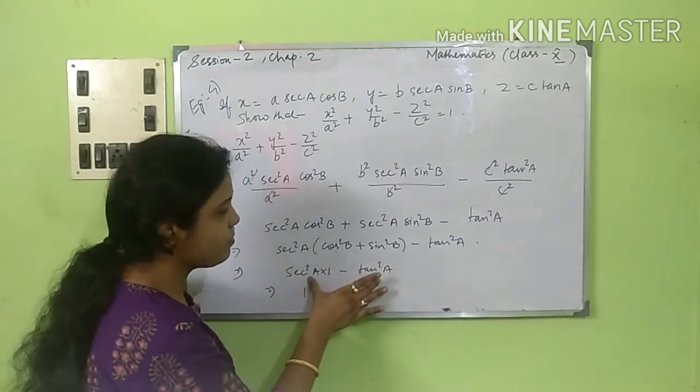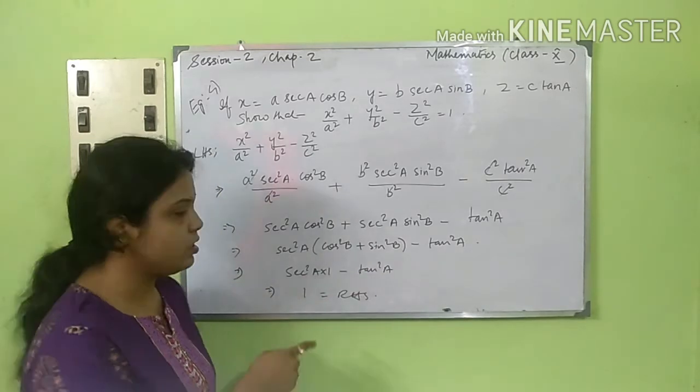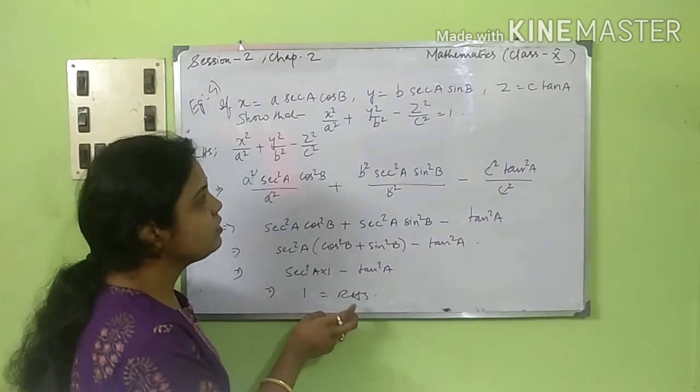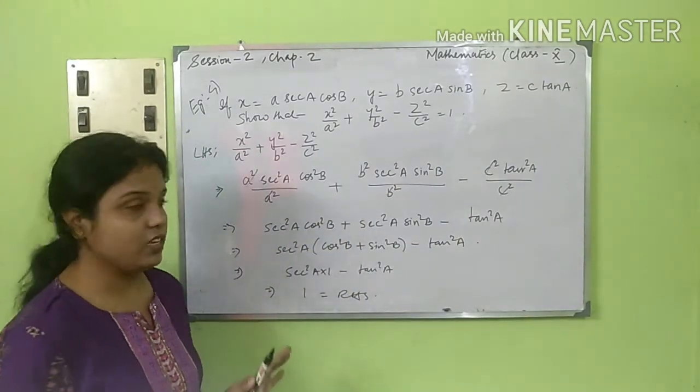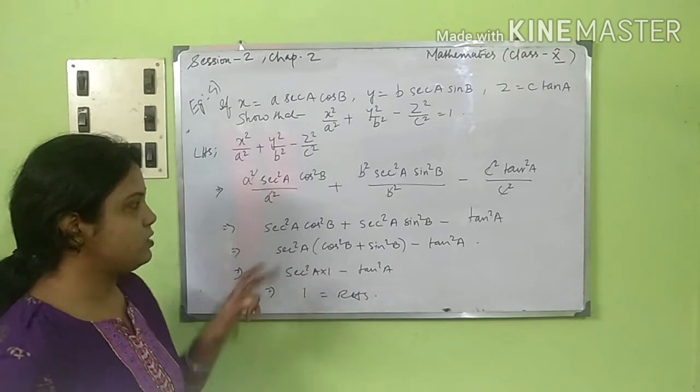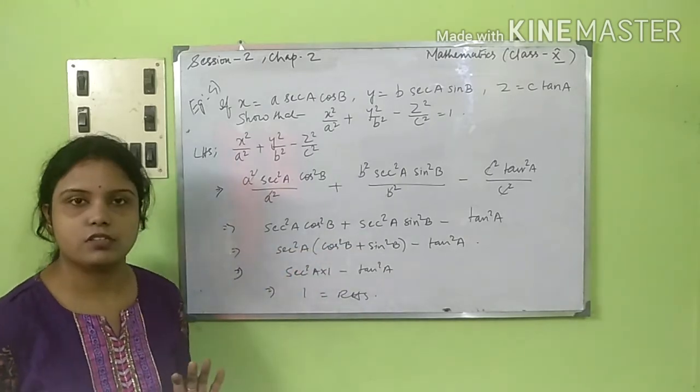Now again sec square a minus tan square a, this is another square ratio, that is equal to 1. So this is the RHS that we have got. So this is what we have to show. I said it's very easy, and just remember the formulas. See, here also we have used the formulas, right?